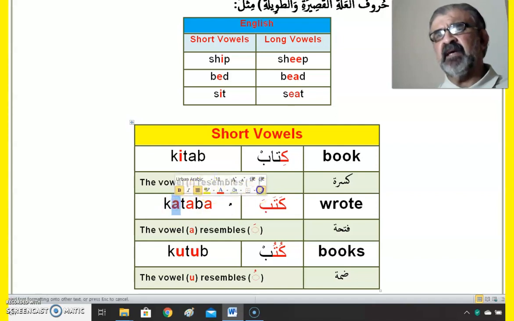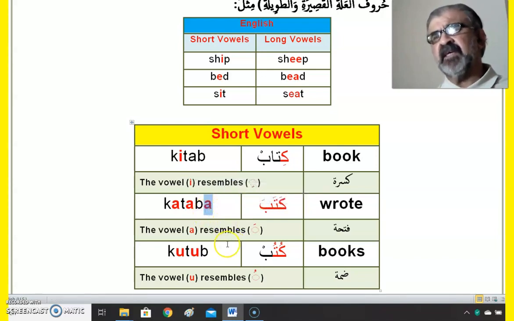Ka-ta-ba. 3 short vowels, ka, ta, ba, and they resemble the fatha. Again, one of the three diacritics in Arabic. Actually, these are the three main important ones.